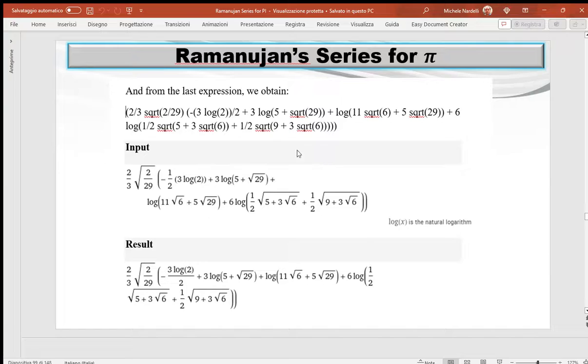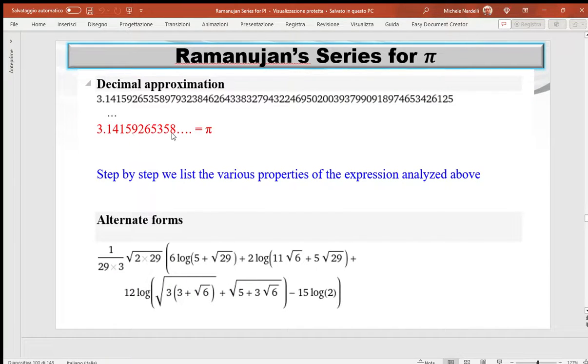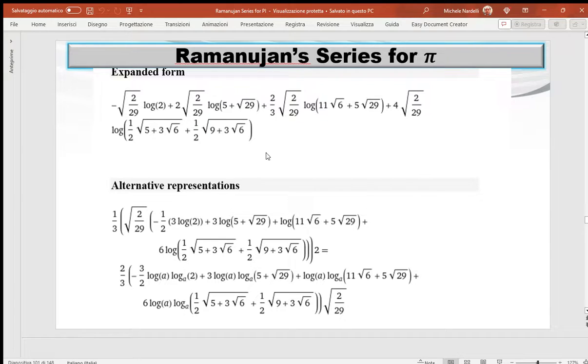And from the last expression, we obtain the following expression, from which the following result. Result that is equal to pi. Also here we list the various properties of the expression analyzed. The alternate forms, expanded form, alternative representation.